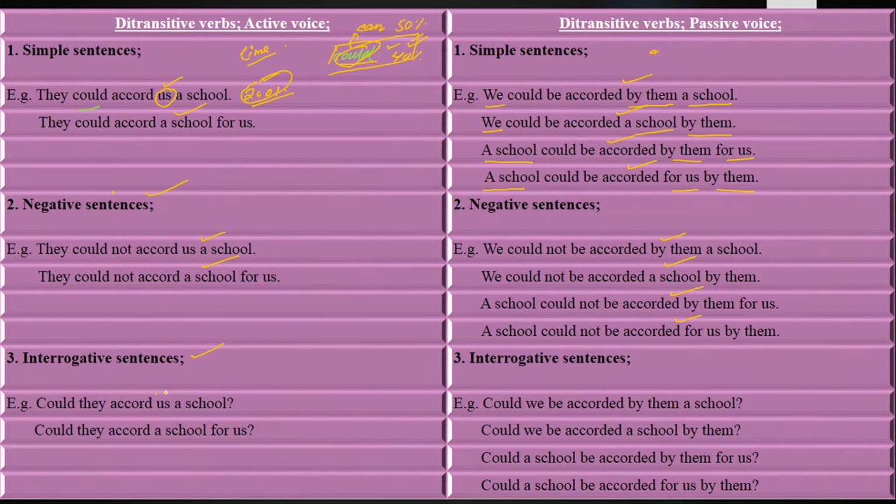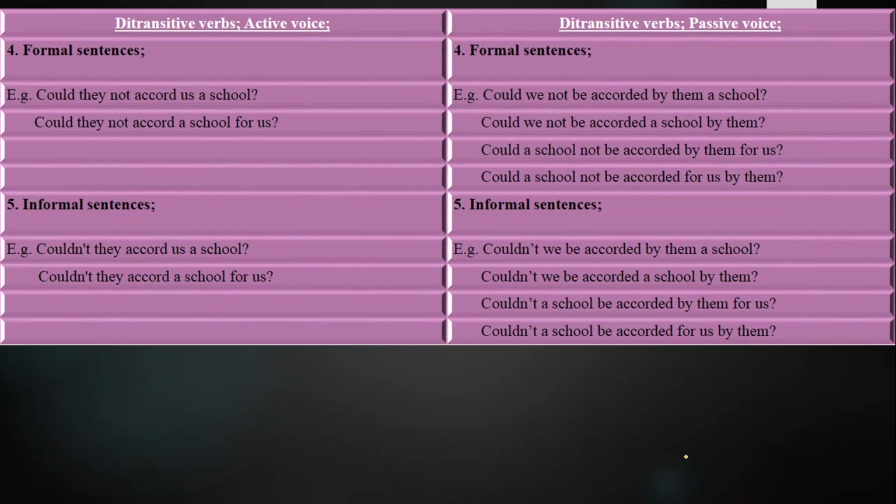Could they occurred us a school, could they occurred a school for us, could we be occurred by them a school, could we be occurred a school by them, could a school be occurred by them for us, could a school be occurred for us by them. Next we have got the formal sentences of ditransitive verb occurred. And what are formal sentences? Those sentences in which we ask questions, deny the statement, and we ask them in a formal and polite way.